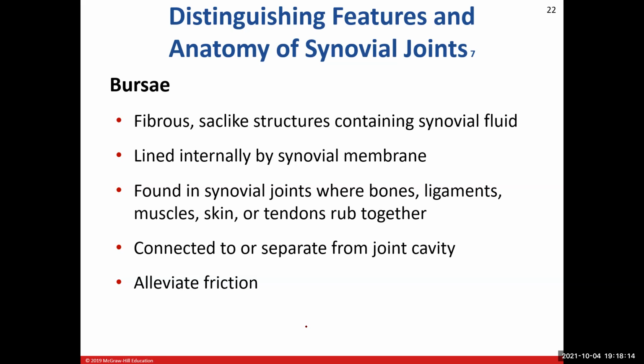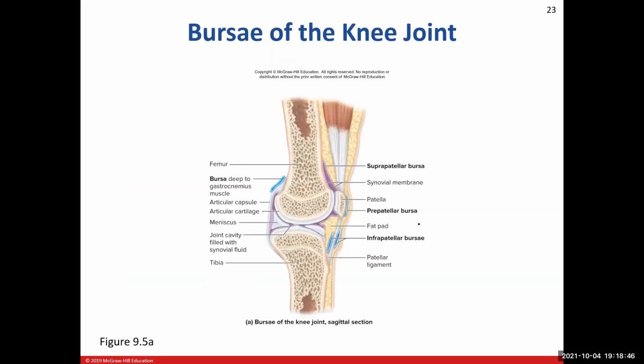All right, bursa. Bursa sacs, you're going to find them in and around joints, and their job is to help decrease friction there. Bursa sacs are these sacs that have synovial fluid, and they're found around ligaments and around muscles. A lot of them you're going to see in areas where tendons are rubbing past one another. And again, their job is to alleviate that friction.